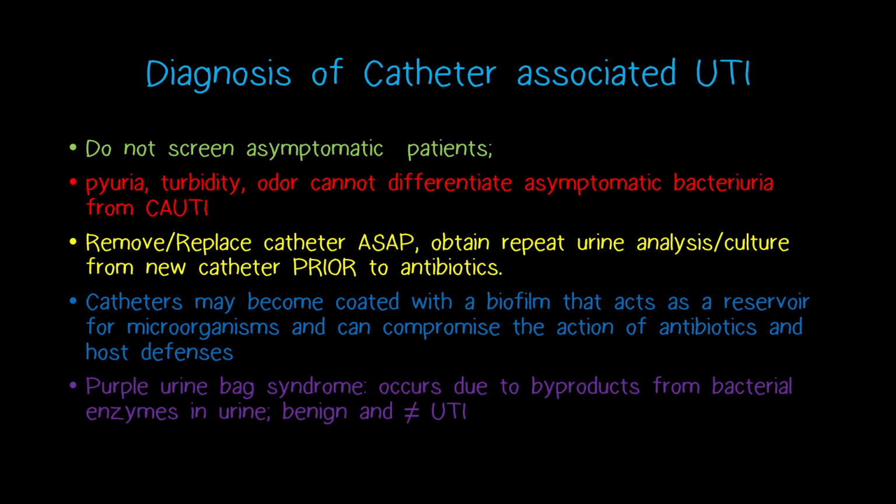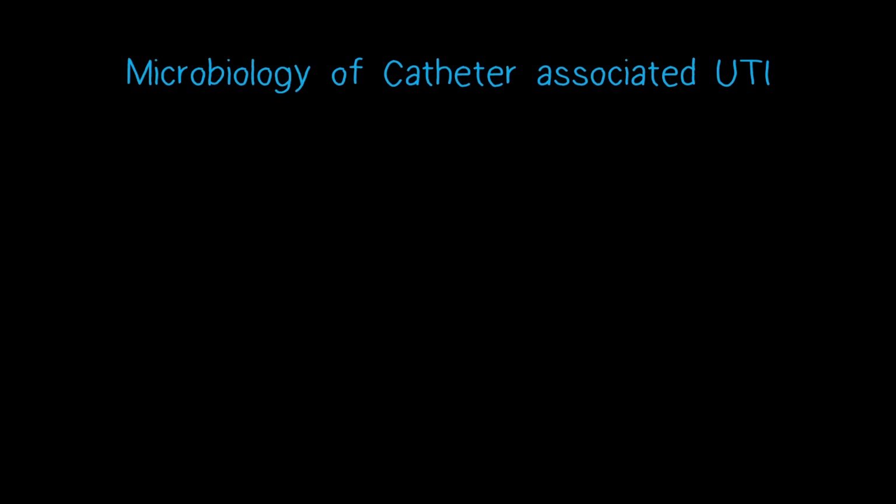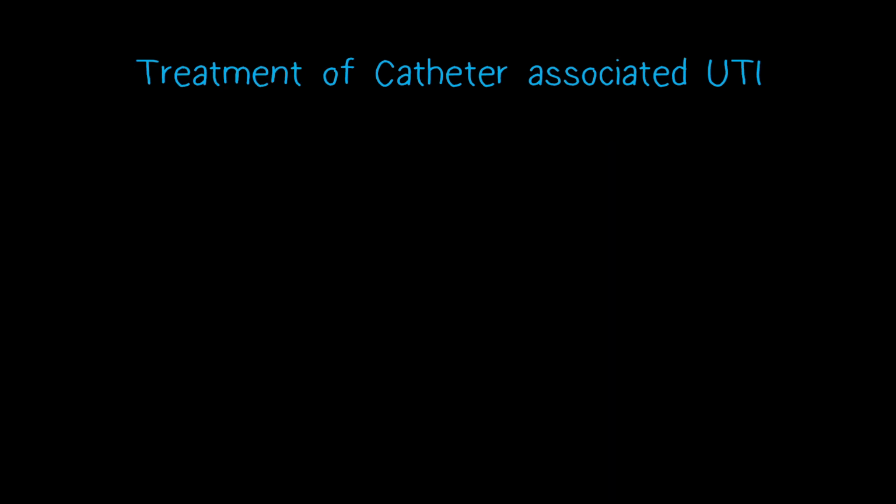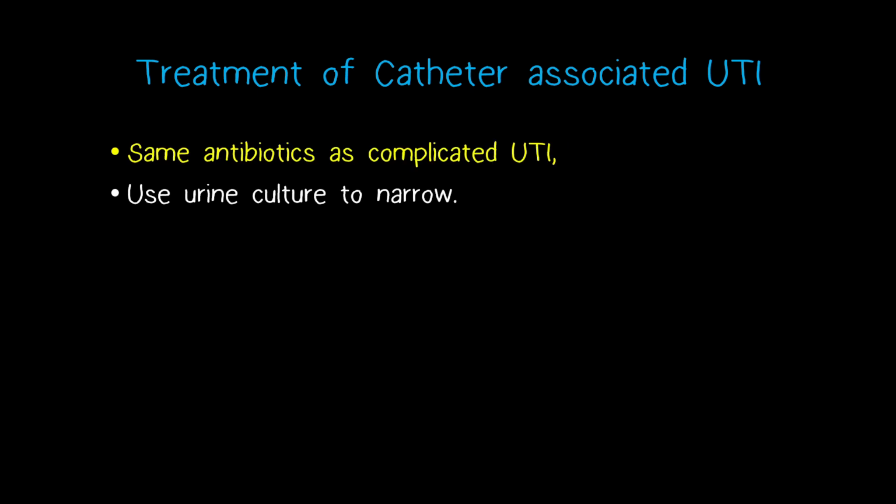The cause being the same as complicated urinary tract infection. In addition, candida can cause catheter-associated urinary tract infection. And sometimes catheter-associated UTI could be caused by multiple microorganisms. And the treatment is the same as complicated urinary tract infection.